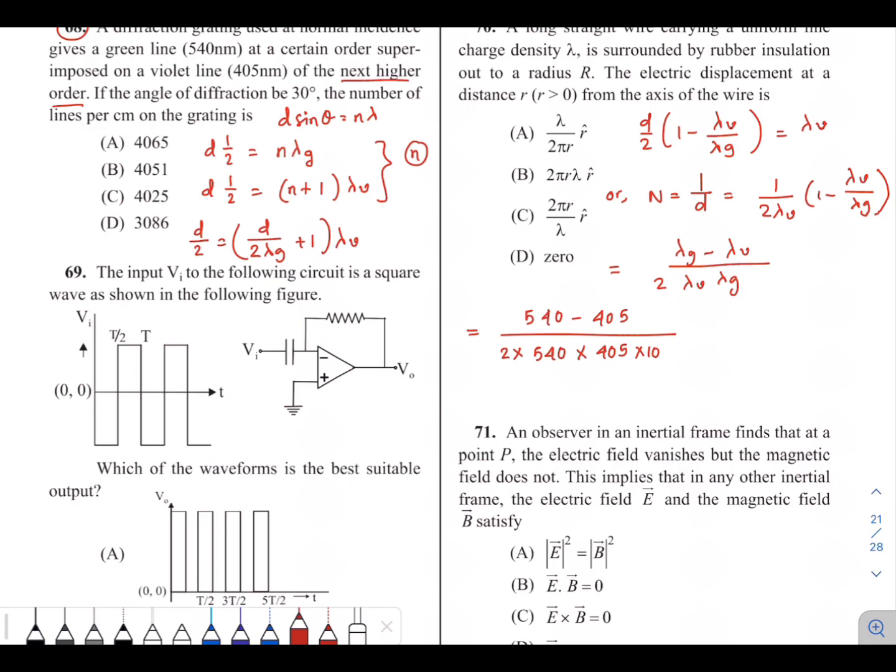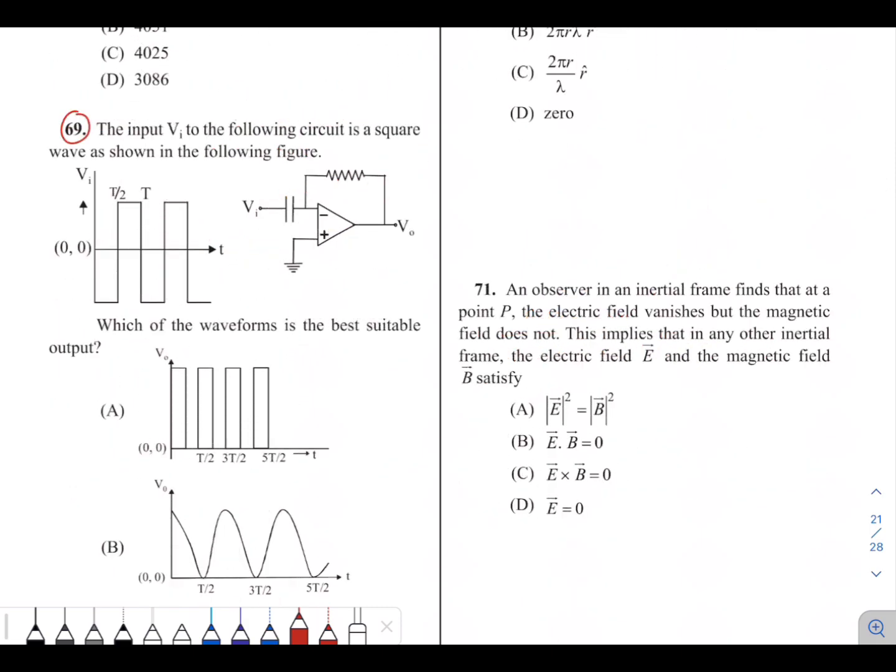Let's convert that to meter, that is 10 to the power minus 9 meter, and we need lines per centimeter. Be careful to add a square, 10 to the power 2 here. So this is per centimeter now. If you calculate it, it is 3086 per centimeter. So option D is the correct answer.